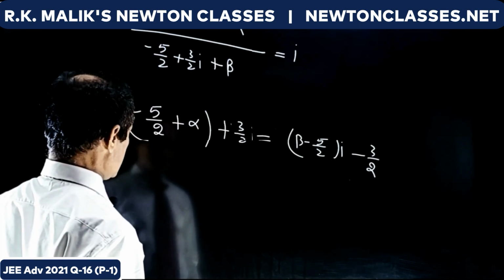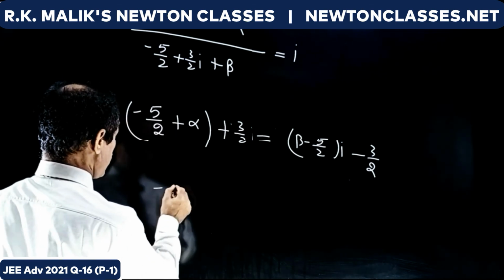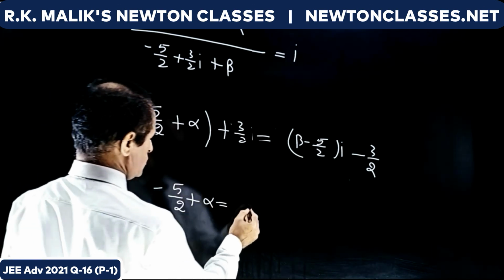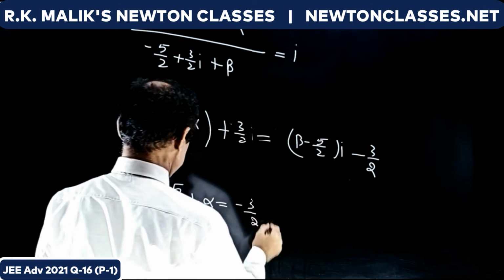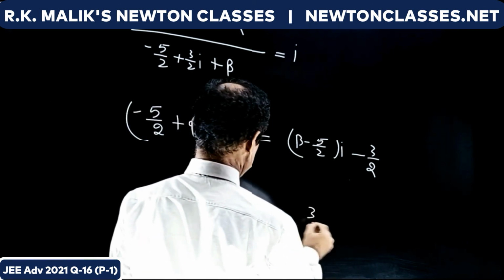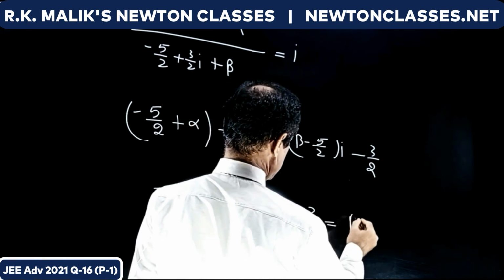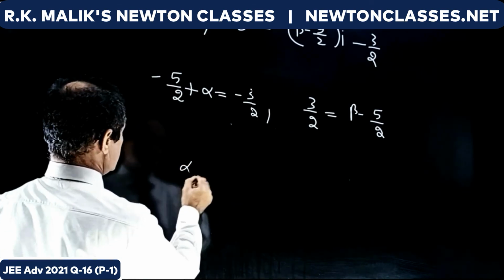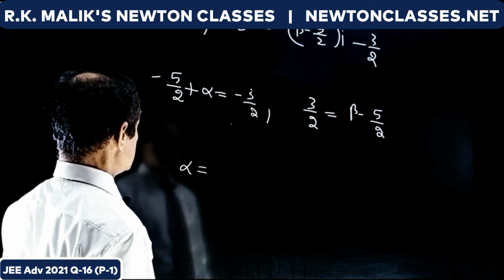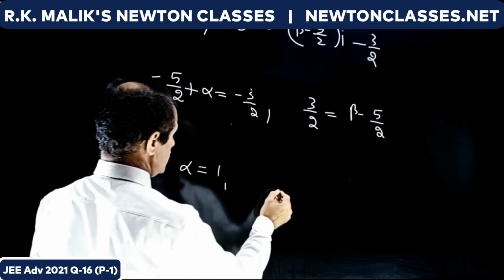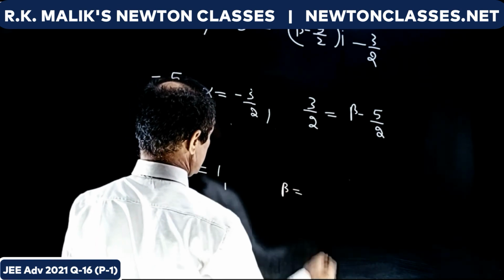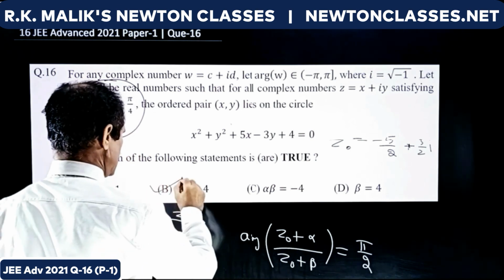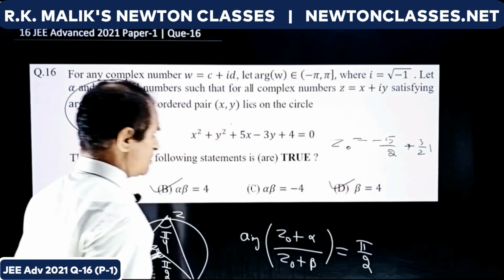Comparing real part and imaginary part, we get the information that minus 5/2 plus alpha equal to minus 3/2 and 3/2 is equal to beta minus 5/2. That is alpha is 1 and beta is 4. Hence I can say B and D are correct.